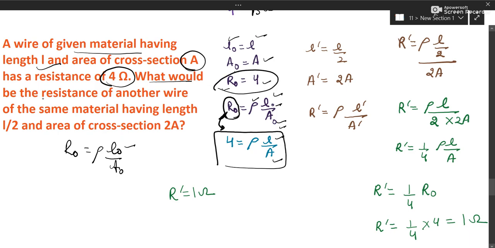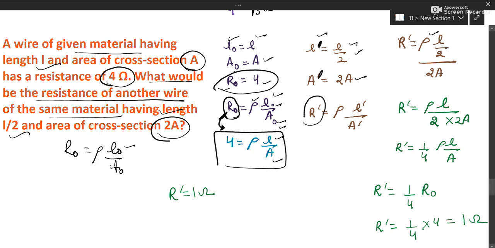Okay, what would be the resistance of another wire of same material? Same material means rho is same. Length is L by 2 and area of cross section is 2A. So new length, this dash is denoting new length, is L by 2 and new area is 2A. So what will be my new resistance? Material is same, rho is same. So my new resistance will be equal to rho, new length by new area.